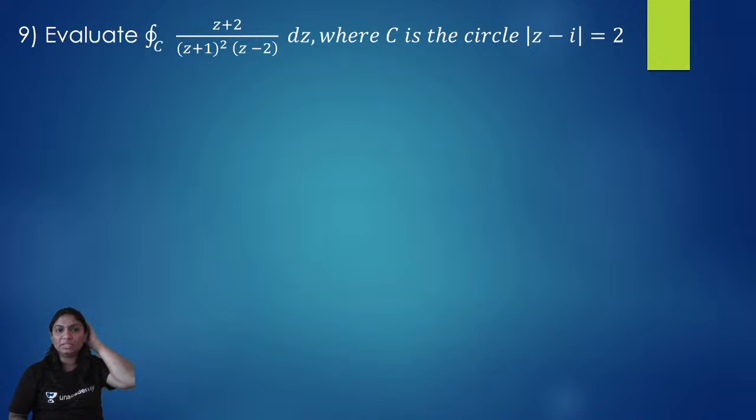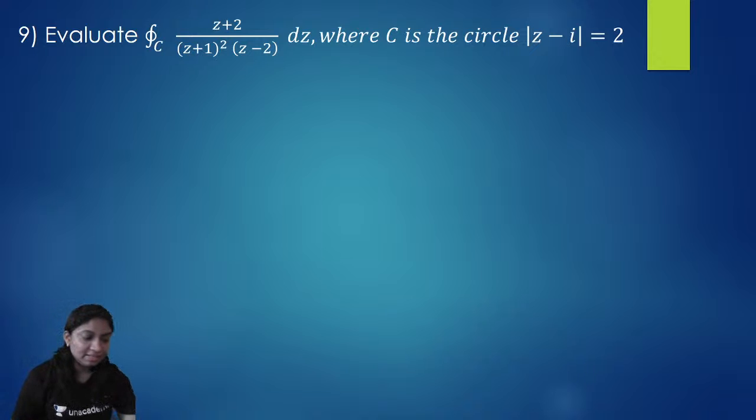Evaluate the integral over C of (z plus 2) upon (z plus 1) whole squared into (z minus 2), where C is the circle mod of z minus i is equal to 2. You can use Cauchy's integral theorem and also Cauchy's residue theorem, because there are finite numbers of poles. First we will see whether the points lie inside the curve C or outside the curve C.